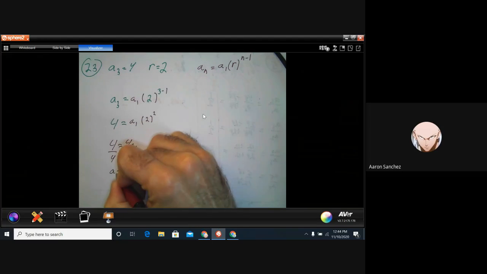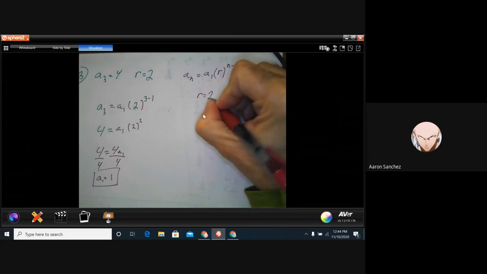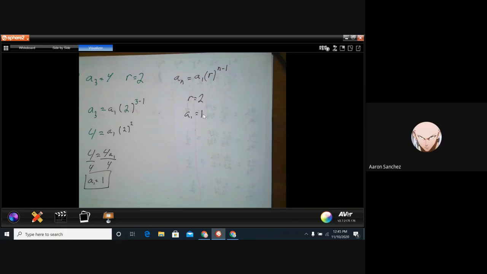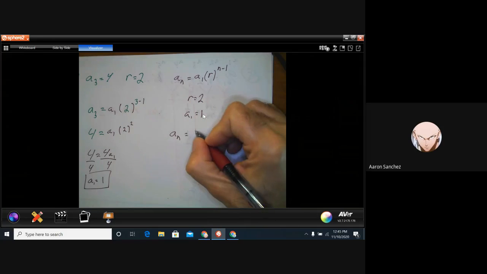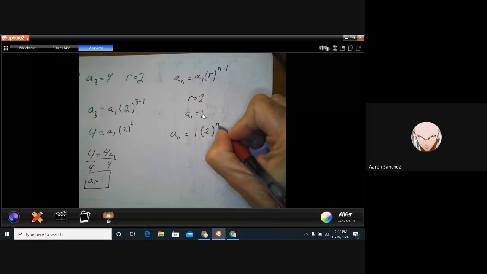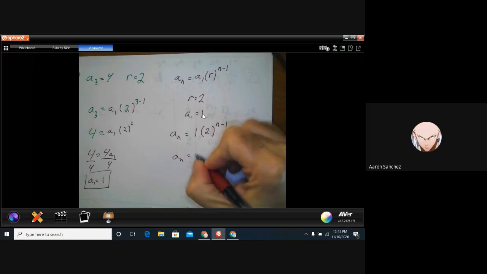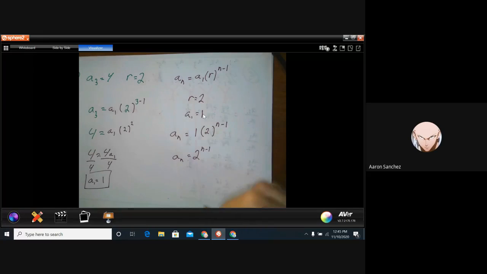A to the 1 equals 4 divided by 4, which is 1. Now I have my a to the 1, I have my r, which equals 2, and I have my a to the 1, which equals 1. That's all I need, right? So my rule is a to the n equals 1 times 2 to the n minus 1. Or rather, I don't need the 1 there: 2 to the n minus 1. That's my rule. There you go.